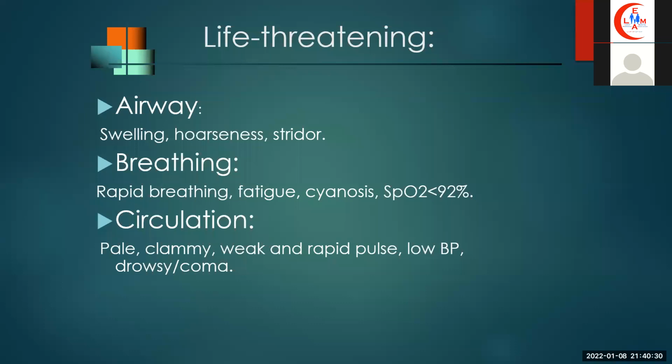So what are the signs and symptoms of a patient presented with anaphylactic shock? In the airway, there will be swelling of the upper airways, the lips, tongue, and throat. There might be hoarseness and stridor because of the partial airway obstruction. Breathing: respiratory rate will be high, and the patient will have low oxygen saturation. Sorry, circulation: the patient will be pale, clammy, and tachycardic, with low blood pressure.